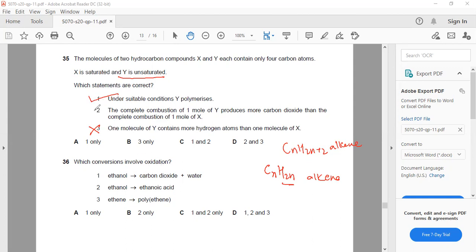So let's see two. Complete combustion of one mole of Y produces more carbon dioxide. This is also wrong. Why? If it is C4H8 or C4H10, whenever you burn them, they will give the same moles of carbon dioxide, because each has four carbons, giving four carbon dioxide. So 35 is one only.